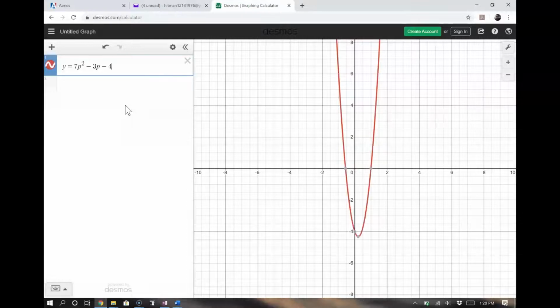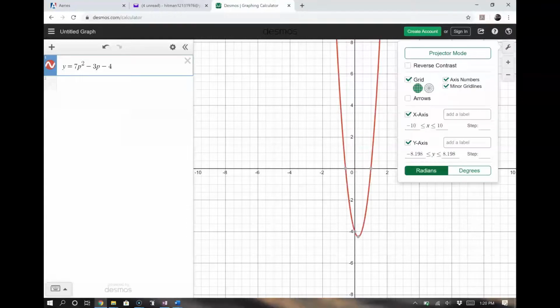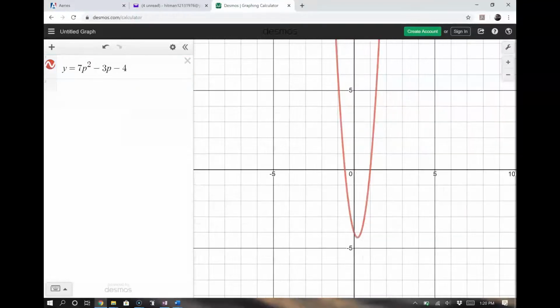So here's one equation. Okay, let me make sure this is set up for projector. That way it looks a little better. So there's one equation. So y equals 7p squared minus 3p minus 4. So this would be kind of like something you see here, right? They want me to find the solution. So all I'm going to do is I'm going to touch the graph. Okay, so I'm just going to touch that on my screen.